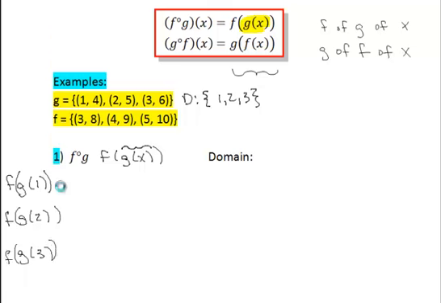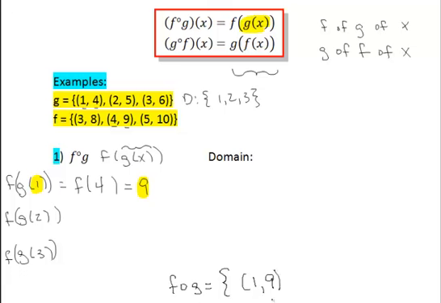Okay, so what is g of 1? G of 1 is 4. But then it says to find f of 4. F of 4 is 9. So for this particular problem, we put in a 1 and we got out a 9. So whenever you're writing out your function, f of g, you put in a 1, you get out a 9.